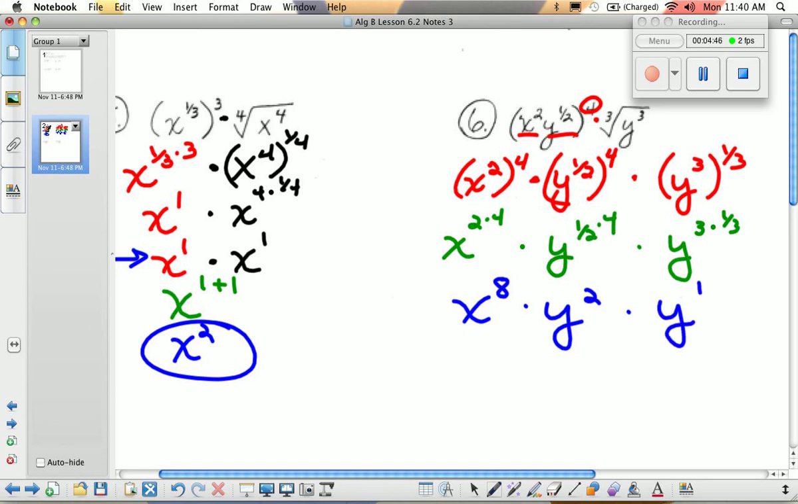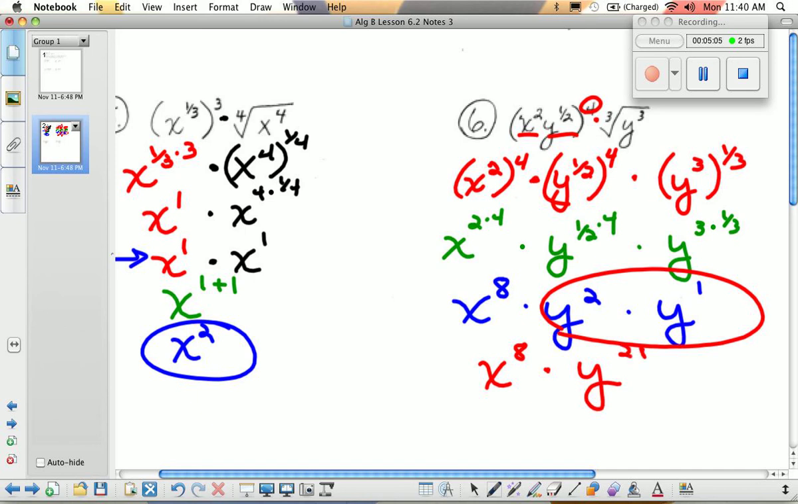Then you can add the 2 y's together. And now we've got y's times y's. So we zero in on this part and we say these guys are like bases. So now we can multiply them, and we do that by adding their exponents. So y to the 2 plus 1, seems like I've kind of lost calibration here. Y to the 2 plus 1.